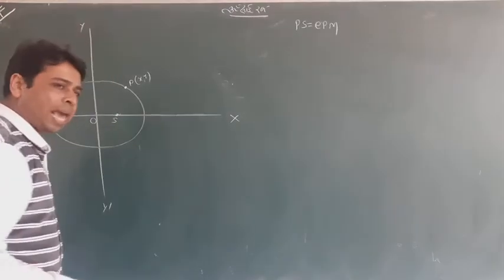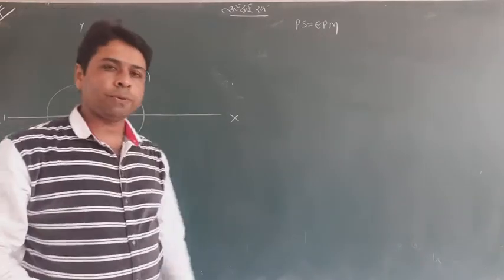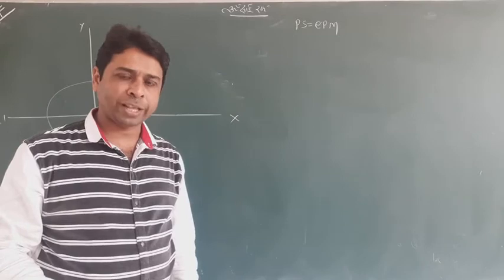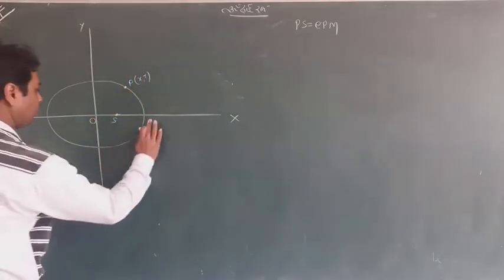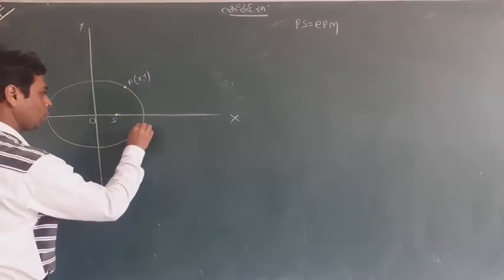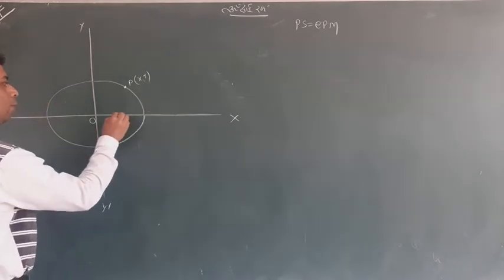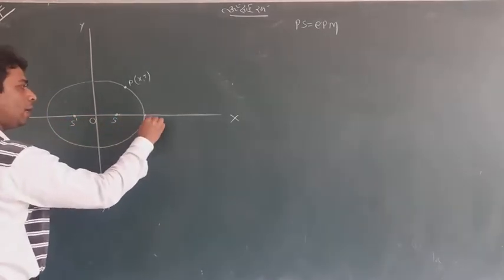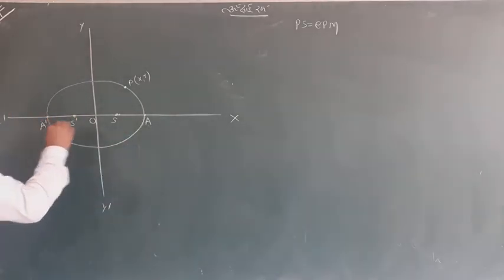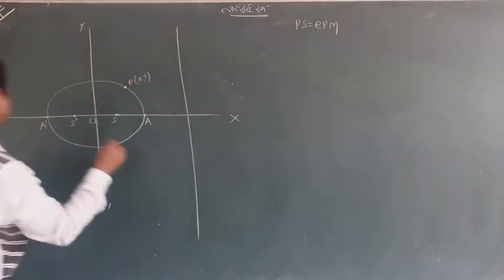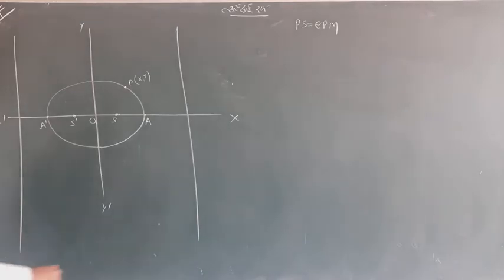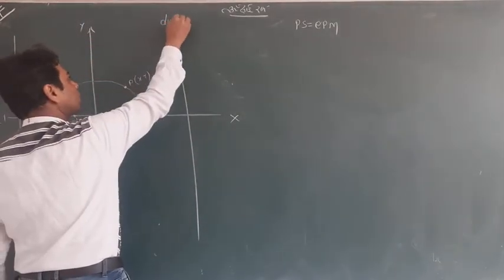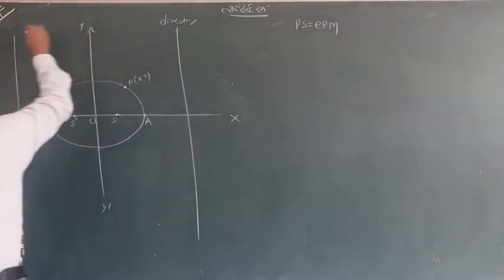In this figure we have two foci, two vertices, and two directrices. Look at it. This is the first focus, and this is the second focus. This is vertex A, and this is the second vertex. This is one directrix, and this is another directrix. Keep in mind, this is the axis, and these are the two directrices, 1 and 2.